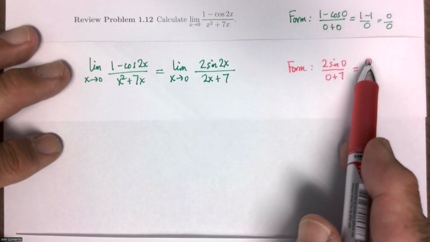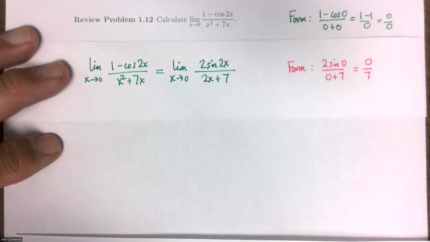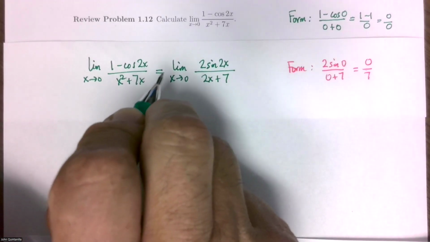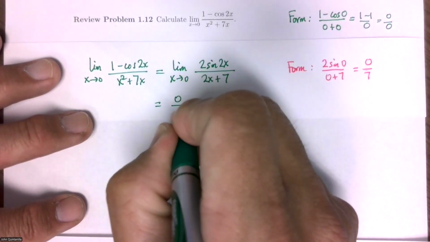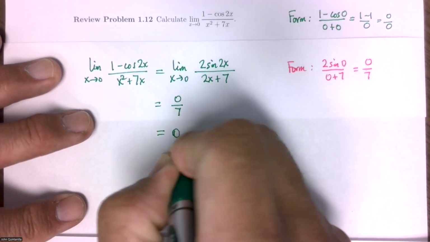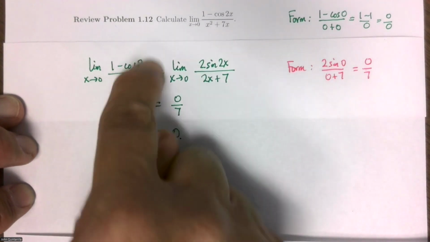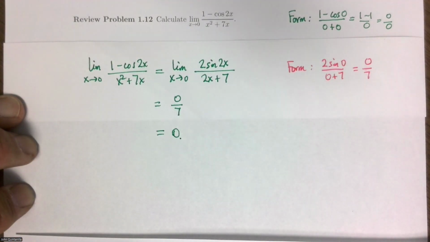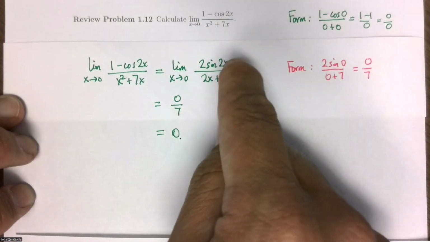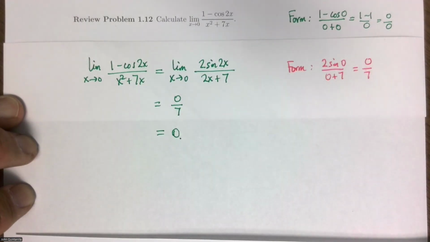This does not have the form 0 divided by 0, and so I no longer continue using L'Hopital's rule. I just simply plug in the numbers. And so just plugging in 0, I get 0 divided by 7. And so this limit is equal to 0. And so that is the answer. This was an indeterminate form in the form 0 over 0. This one is not. And so just plugging in 0, I get 0 over 7, which is equal to 0.